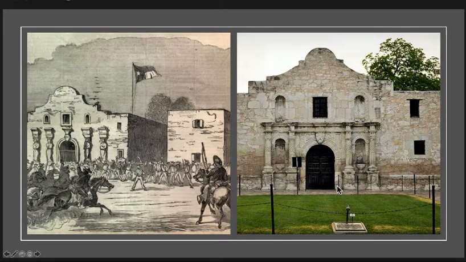But what happened was the Texans were inside of this old fort, and Santa Anna and his soldiers began a 13-day siege of the fort. Inside, people like Davy Crockett and Jim Bowie, who were well known in life, are all slaughtered after the 13-day siege. Everybody inside is killed.